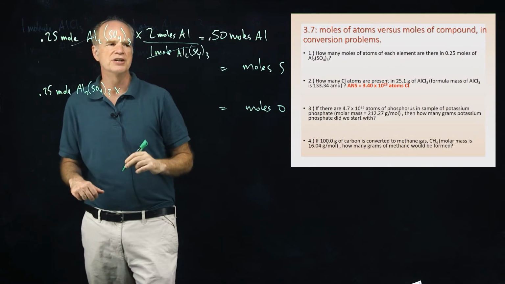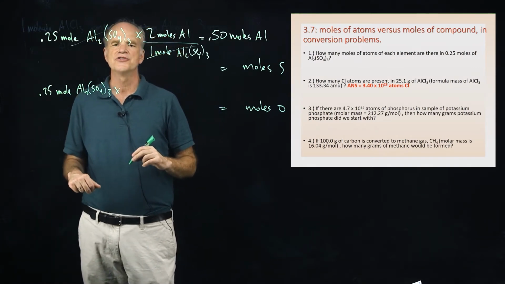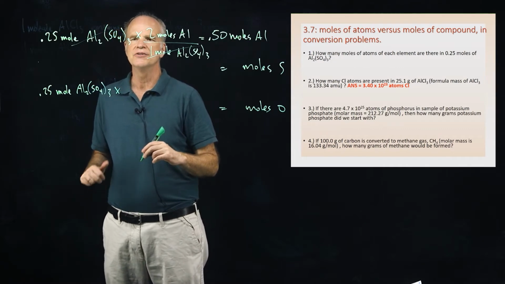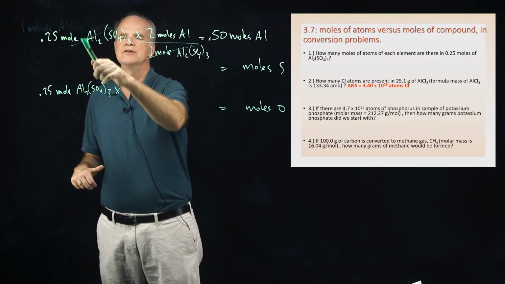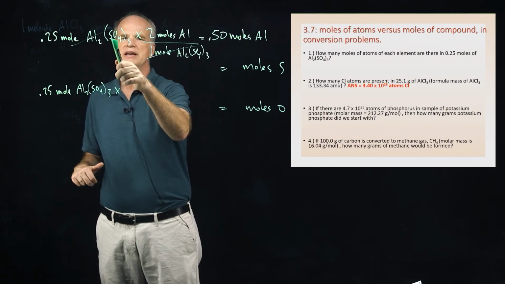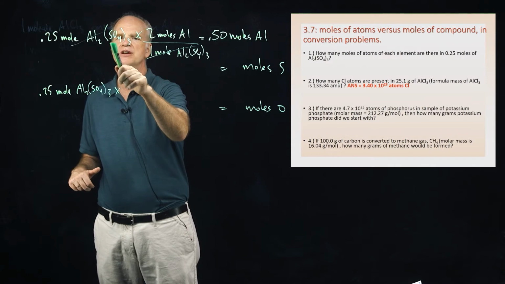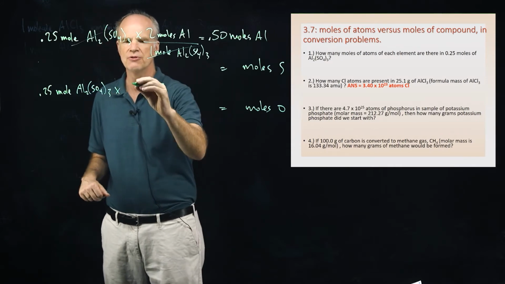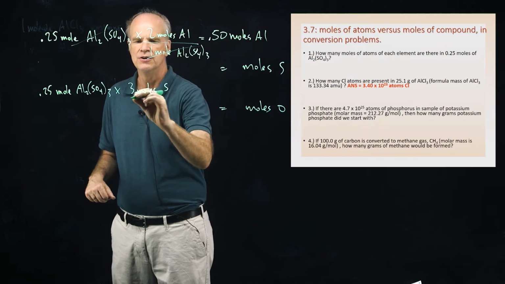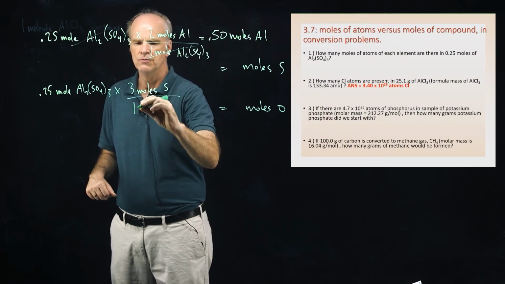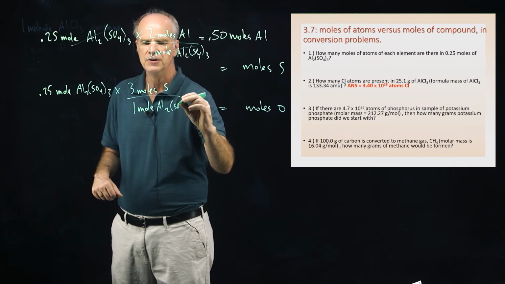And here we're going to get it to moles sulfur. So we have to figure out how many moles of sulfur there are in this compound. It looks like for every 1 molecule of aluminum sulfate, we have 3 atoms of sulfur. So if we have 1 mole of aluminum sulfate, we should have 3 moles of sulfur. So I'm going to write here 3 moles of sulfur over 1 mole of aluminum sulfate.